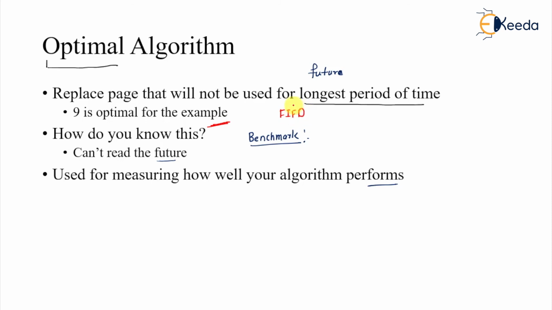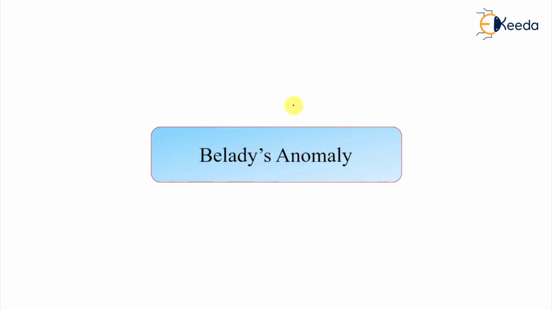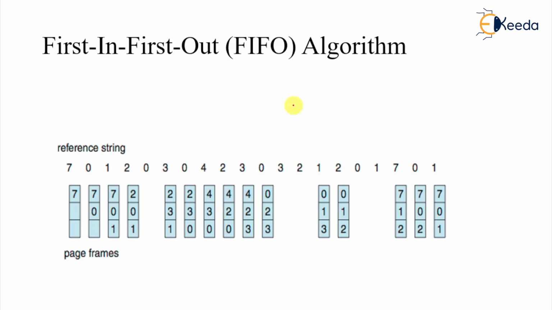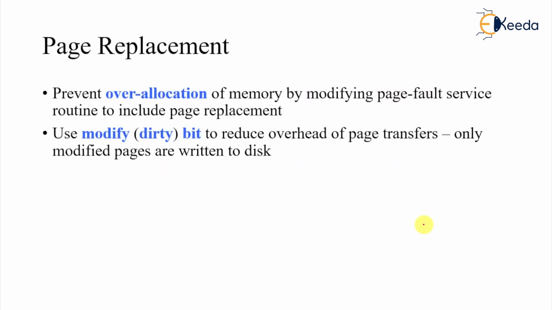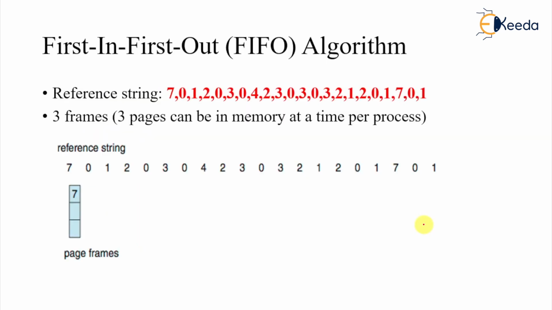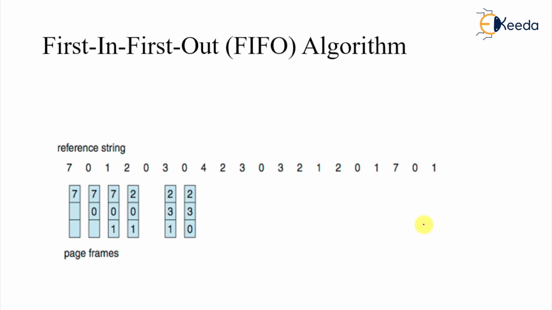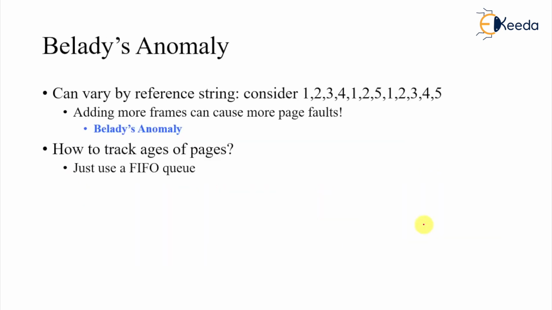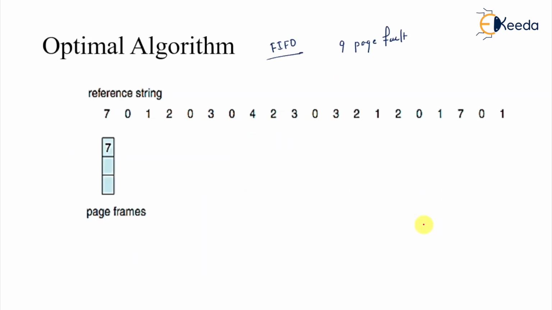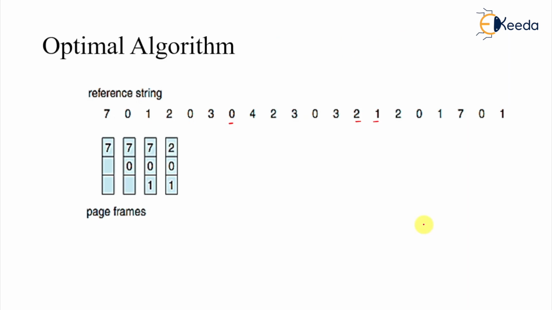We have already seen that first in first out also generated page faults here. There are 4, 5, 6, 7, 8, 9, 10, 11, 12, 13, 14, and there are 15. That was the first in first out algorithm, and we had 3 frames in that example. So there is quite a number of page faults there, and 9 is the optimal one in this case.